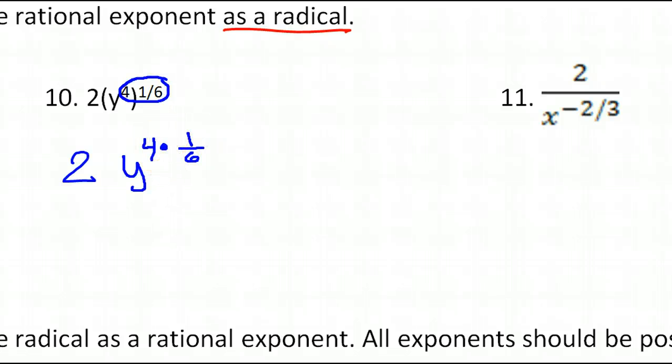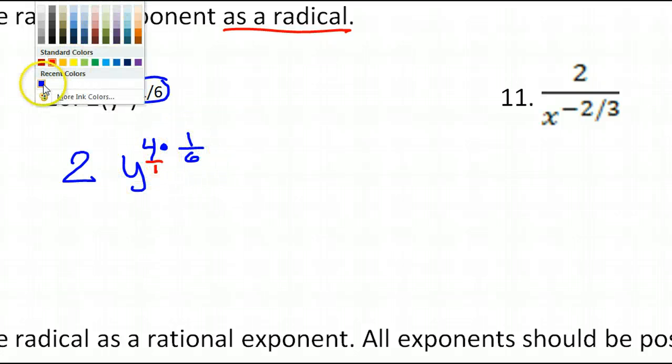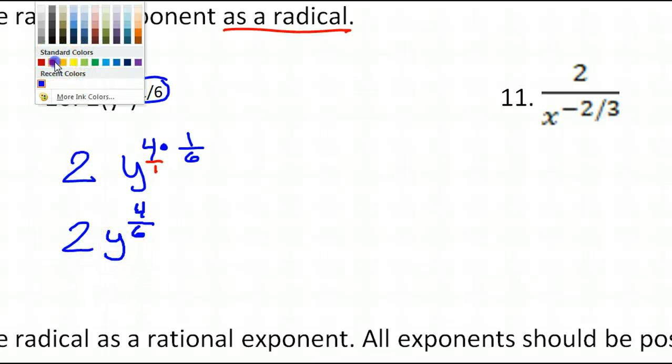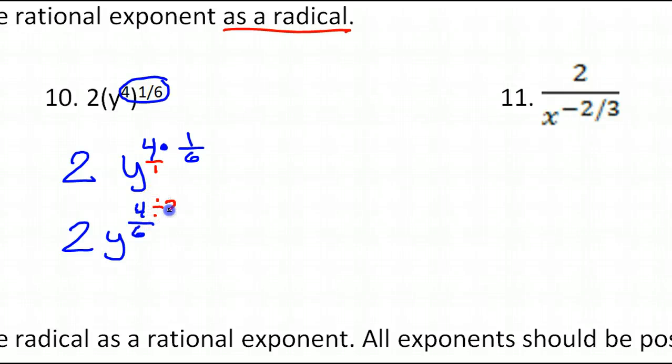Now, the way you multiply with fractions is, first of all, this 4 is just like 4 over 1. So you just multiply straight across. 4 times 1 is 4, 1 times 6 is 6. Okay, so this is going to become 2y to the 4/6 power. Just multiply it straight across. Of course, this will reduce, 4 over 6. If you divide both of these by 2, and I'll just show it to be thorough. Okay, divide by 2, divide by 2.